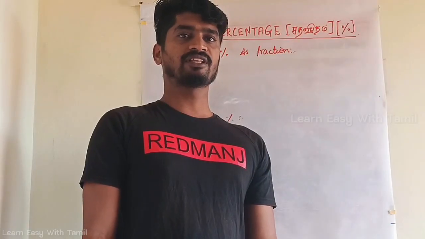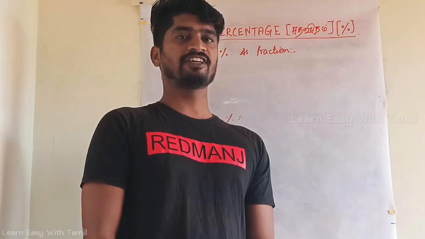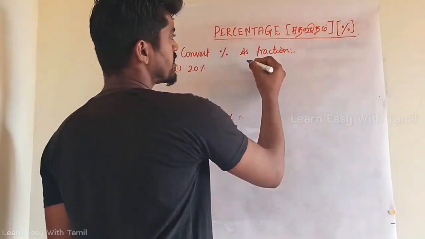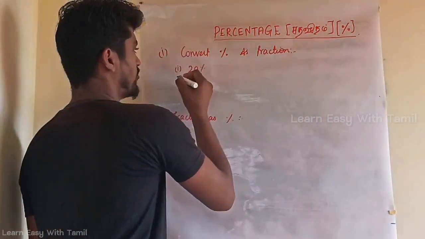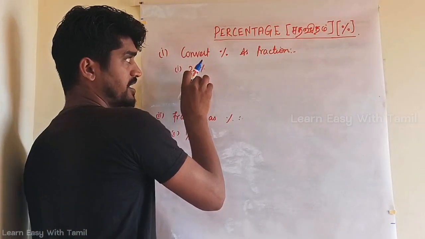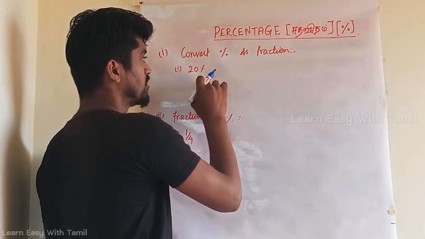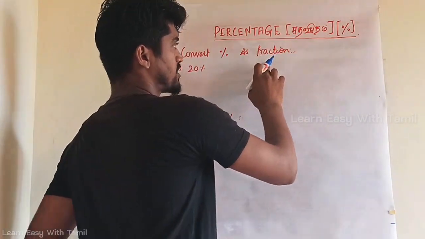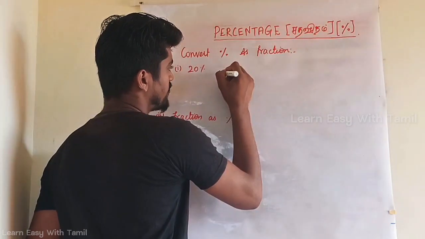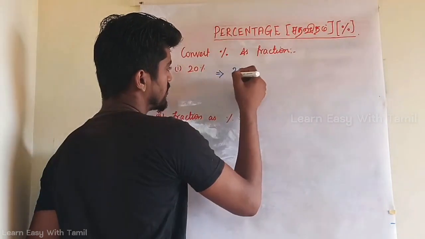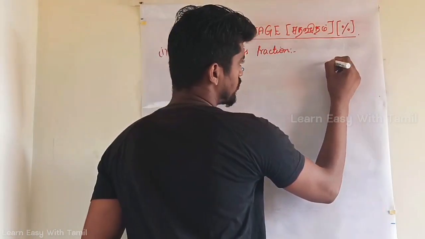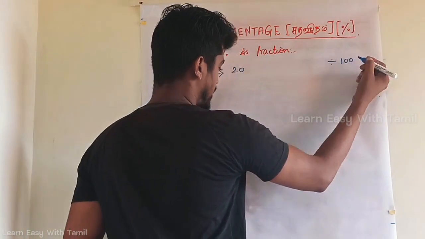We have some converting methods in percentage. We have to see one by one. First, convert the percentage as a fraction. For example, the given value is 20%. The given is in percentage format. We have to convert it as a fraction. So we have to convert 20 from percentage into fraction. We have to divide it by 100.